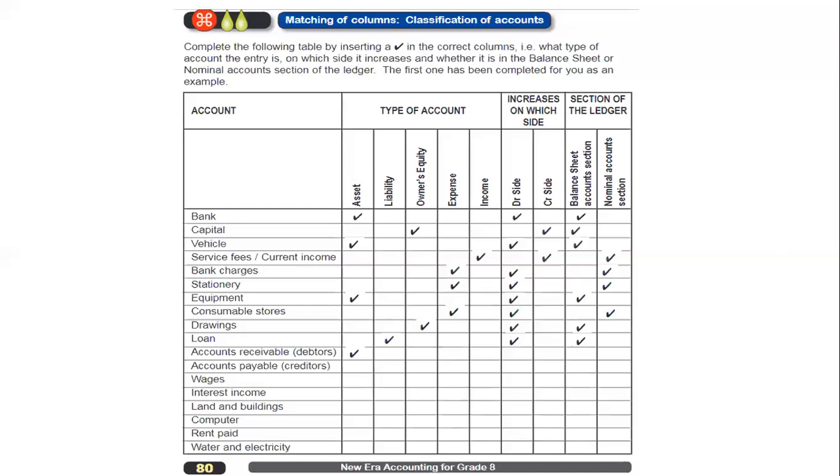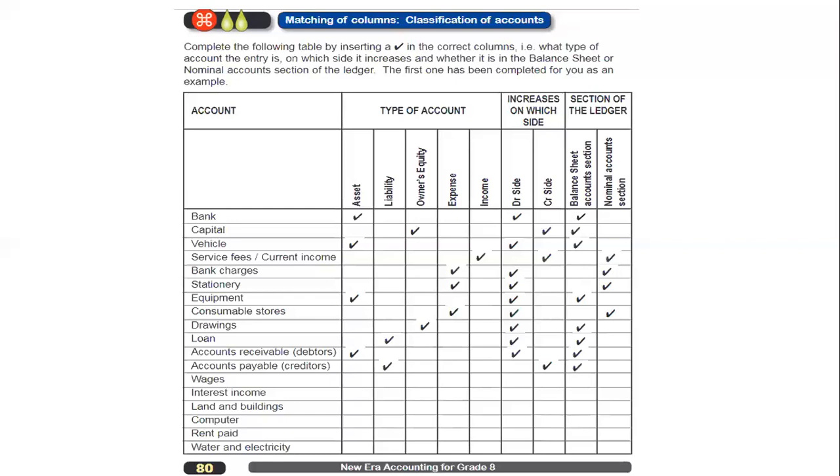So those people who owe you money, they are your assets. You have got interest in them. If they die, you lose. So you don't own them necessarily, but the amount they owe you, they are your asset, right? And it increases on the debit side, and you find it on the balance sheet section. And then accounts payable. This one is a liability, right? And you find it increases on the credit side because it gives, and it is also found in the balance sheet section of the ledger.